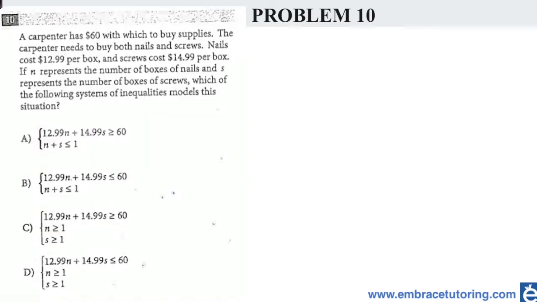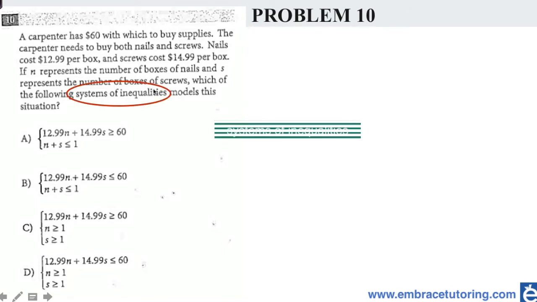Question number 10 states, a carpenter has $60 with which to buy supplies. The carpenter needs to buy both nails and screws. Nails cost $12.99 per box, and screws cost $14.99 per box. If N represents the number of boxes of nails and S represents the number of boxes of screws, which of the following systems of inequalities models this situation?